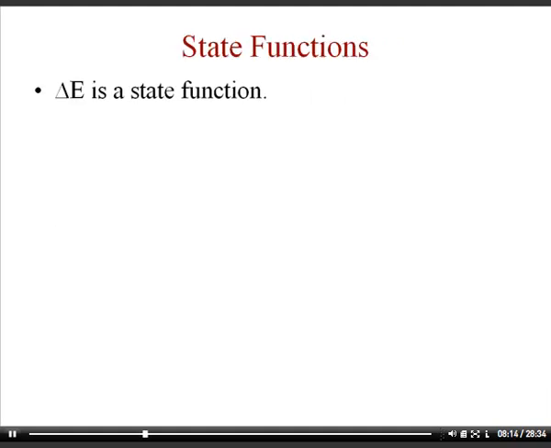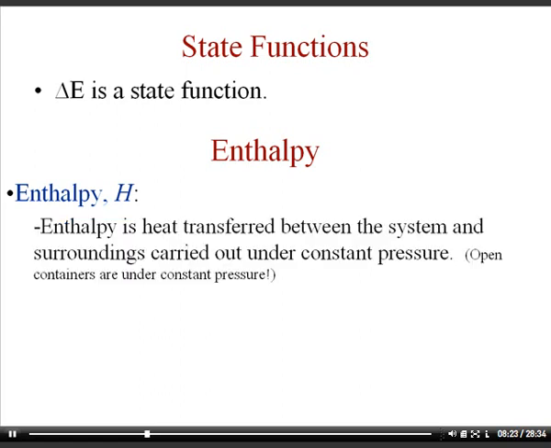So on the next slide we see that E is a state function, and then we're going to introduce H. And again, H is also going to be a state function. Enthalpy is the main vocabulary word of the chapter, and enthalpy stands for the heat transferred between a system and the surroundings if it's carried out under constant pressure.